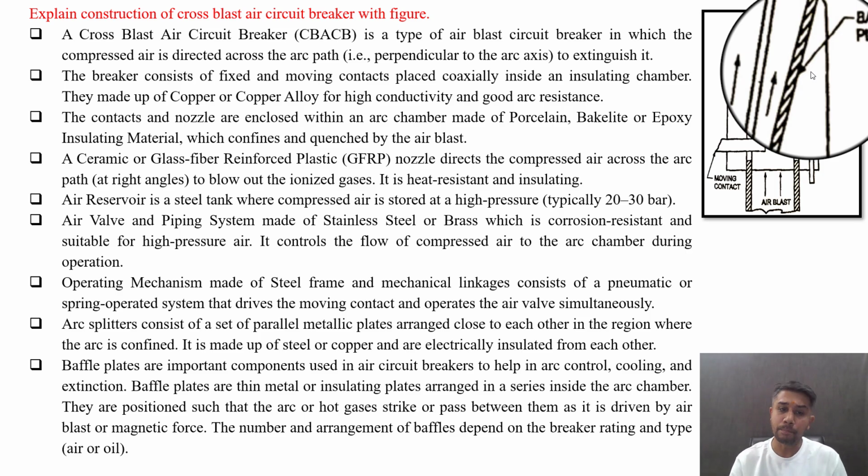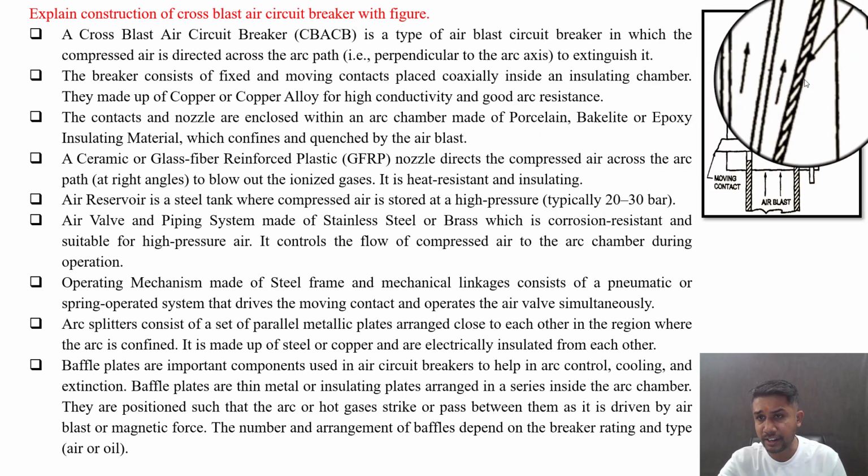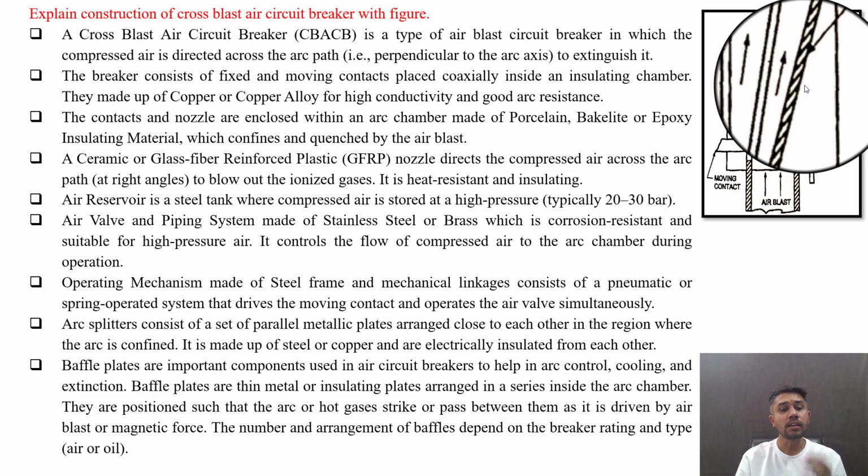Baffle plates are important components used in the air circuit breaker to help in arc control, cooling and extinction of the arc. These baffle plates are thin metal or insulating plates arranged in series inside the arc chamber. You can visualize this. This is the arc chamber and these baffle plates are arranged in the arc chamber. They are positioned such that the arc or hot gases strike or pass between them as it is driven by the air blast or magnetic force.